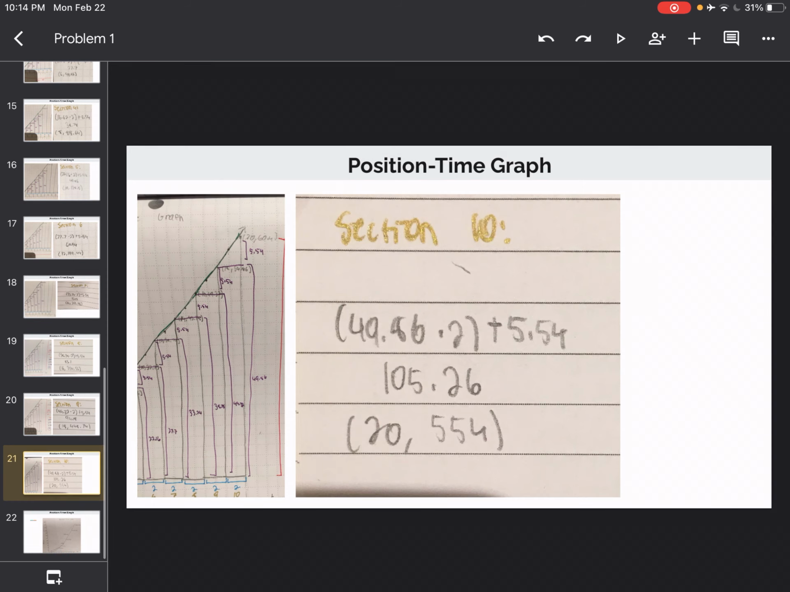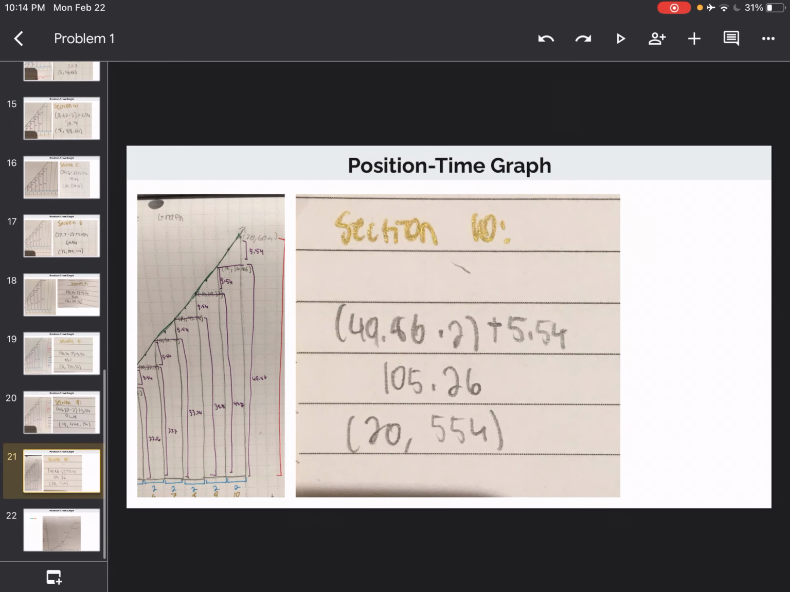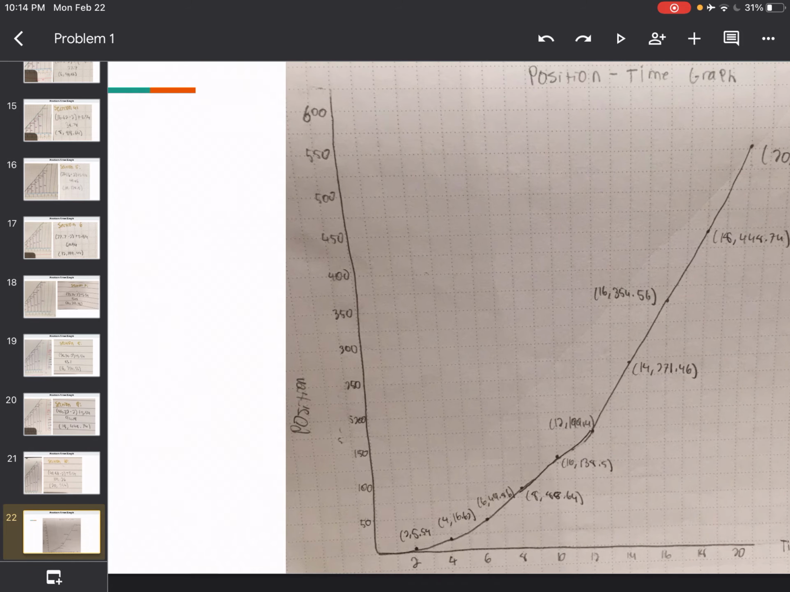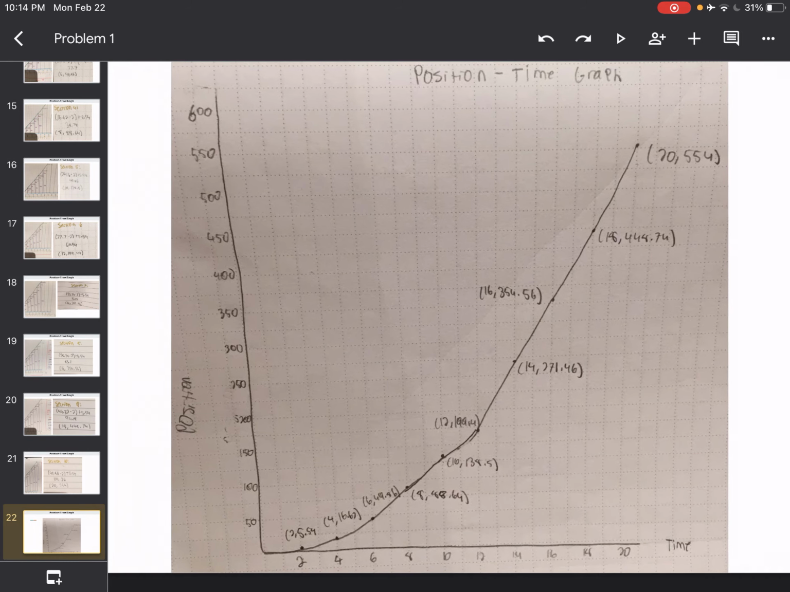448.74, 554. And then ultimately we take all these points that we just calculated by finding the areas underneath, and then we make a graph. So this is our final position time graph.